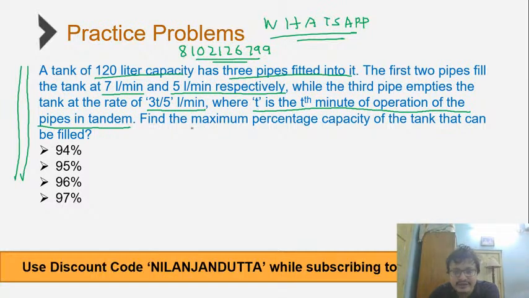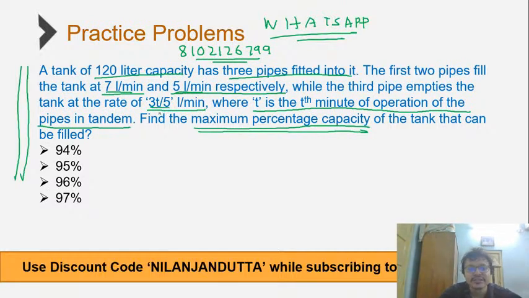The question is saying find the maximum percentage capacity of the tank that can be filled. So note, you need to find out the maximum percentage capacity out of the 120 liters that can be filled, and then you've got to get it in percentage form. So remember, there are 3 pipes, 2 filling pipes, 7 liters per minute, 5 liters per minute. The emptying pipe, however, is increasing at the rate of 3t by 5 per minute.